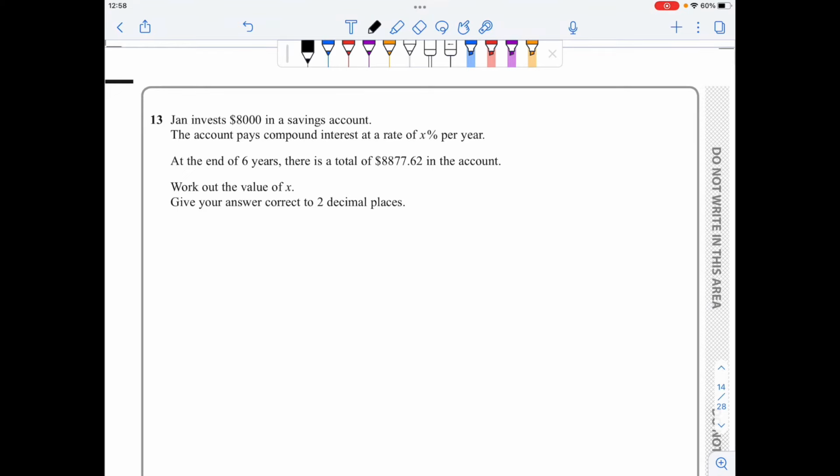For question 13, I've got an increase of x% per year. This means that my multiplying factor is equal to (100 + x) over 100. Now, if you want, you can split this into 2 and get 1 + x over 100. Both are accepted. Now, the theory says that the original value, 8,000, times my multiplying factor to the power of 6, which is the number of years, will give me my final amount.